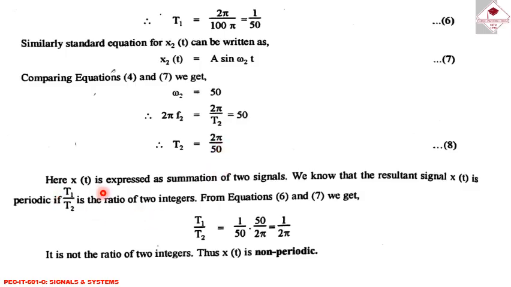Here x(t) is expressed as the summation of two signals. We know that the resultant signal x(t) is periodic if T1 by T2 is a ratio of two integers. From equations 6 and 7 we get T1 by T2 equal to 1 divided by 50 multiplied by 50 divided by 2 pi. The 50 cancels out, so we get 1 divided by 2 pi. It is not a ratio of two integers, so we can say x(t) is non-periodic.